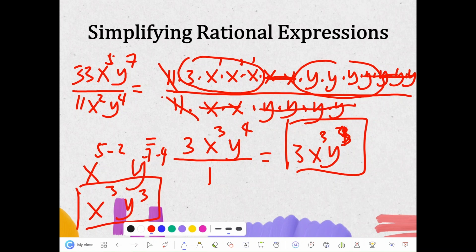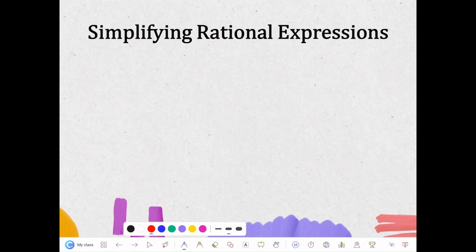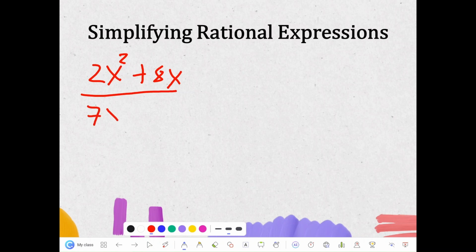So, let's go to another example. Another example, you have here 2x squared plus 8x over 7x plus 28. Okay. This is for the purpose of practice.